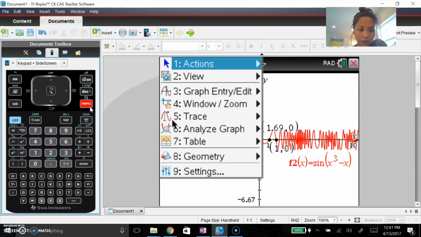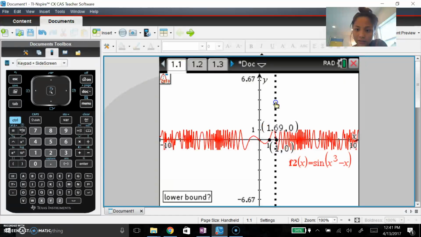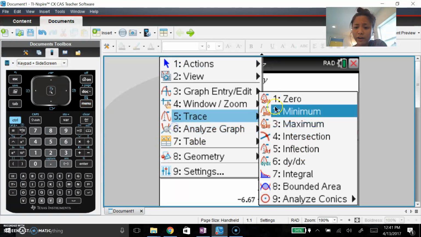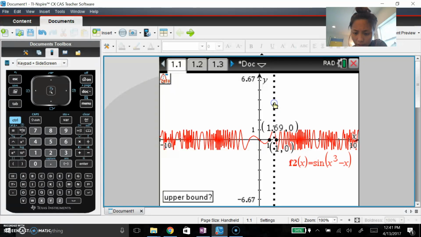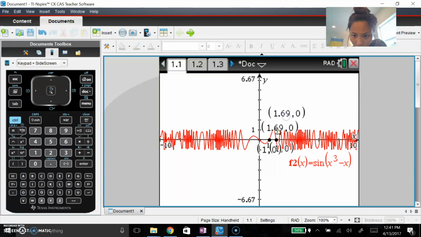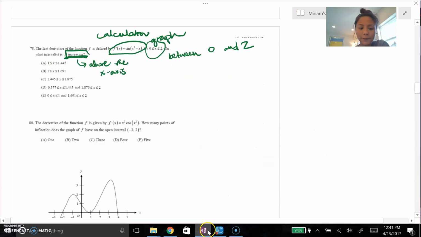So I went to Menu, Analyze Graph, 0. And I found the first 0, which is 1. Then I did it again. Menu, Analyze Graph, 0. So I went and found the second point. So that means from 1 comma 0 until 1.69 comma 0 is where I'm positive. So that's where I'm increasing in my function. So I'm going to look for the answer 1 to 1.69 and find my closest value, which is B.